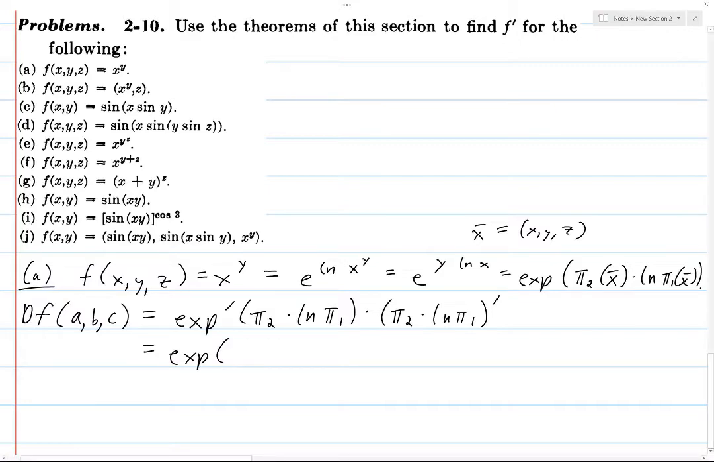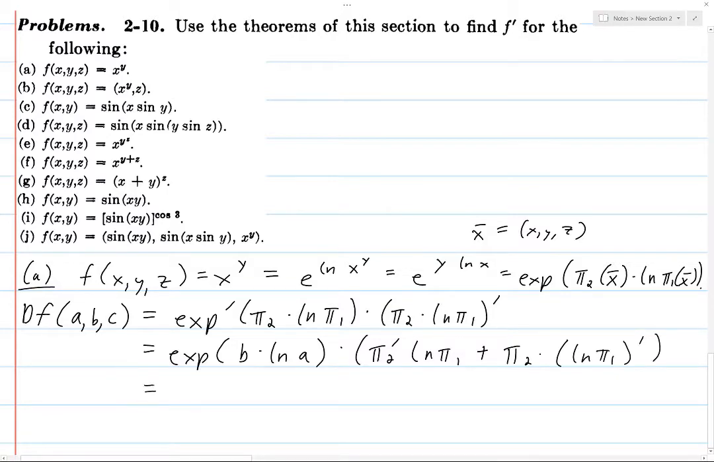So if you plug a, b, c into the function pi 2, you'll just end up with b, because you're just extracting the second coordinate. And similarly, we'll get multiplied by natural log of a. And now here, we've got pi 2 times natural log of pi 1. So here we have to use the product rule. So we'll start by taking the derivative of pi 2 and multiplying by natural log of pi 1. Then we add pi 2 times the derivative of the natural log of pi 1.